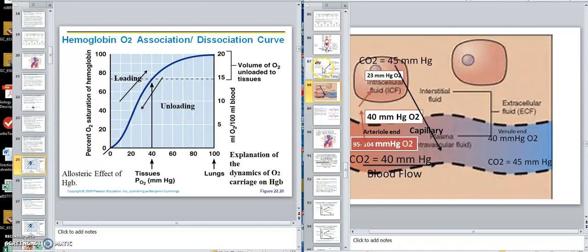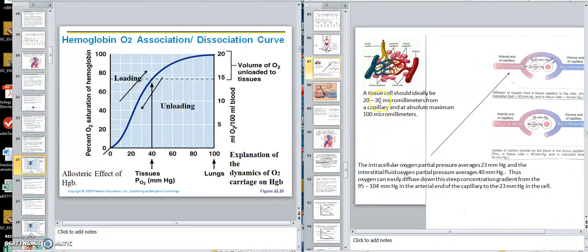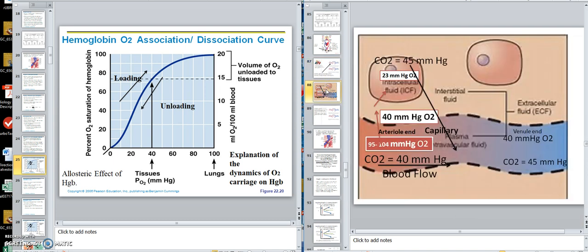Now, I'm going to come to something else in this one. This particular slide is saying that a tissue cell should ideally be no more than 20 to 30 micrometers from a capillary. The capillaries are what supply all the tissue cells, so the cells need to be close to the mailboxes, let's say, where you're throwing stuff away. And the furthest it should ever be is 100 microns. That's what I get into with that intracellular 23 that I did in this drawing here. So kind of study that.